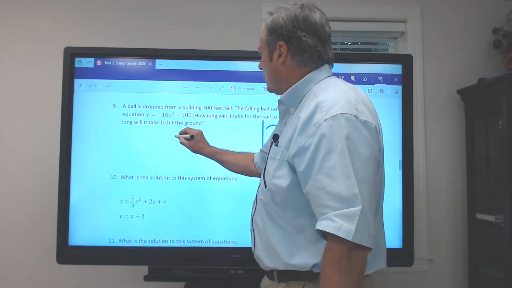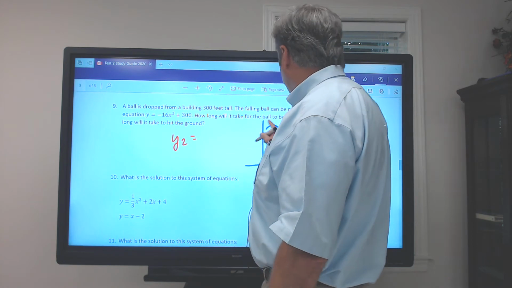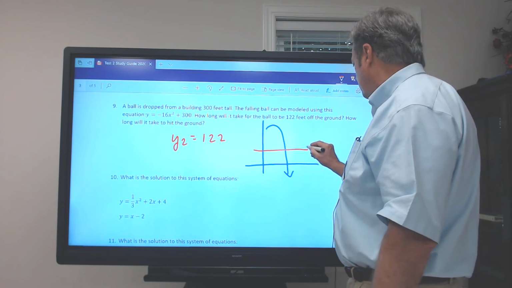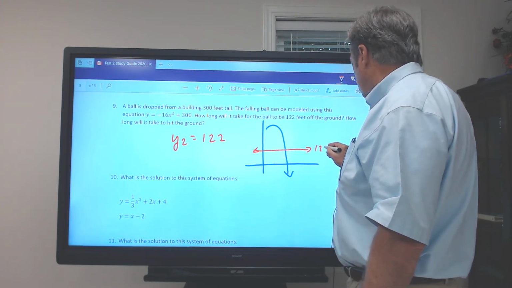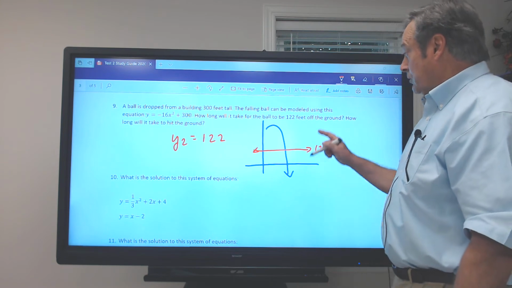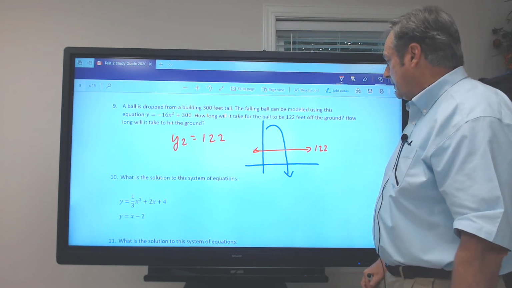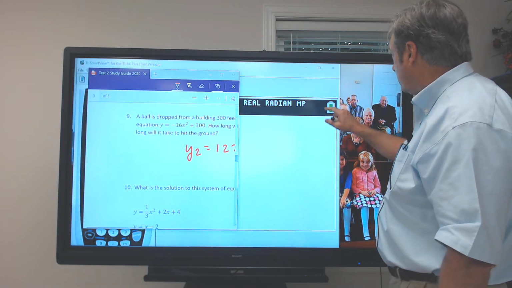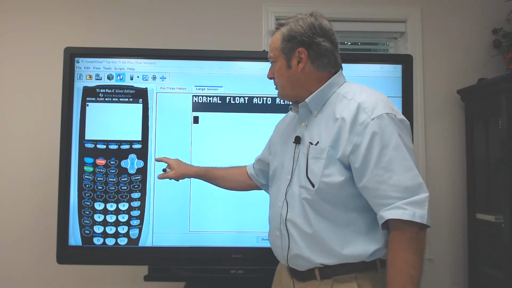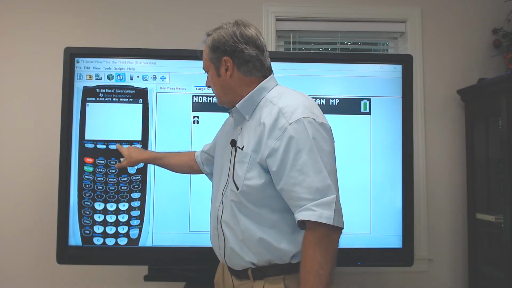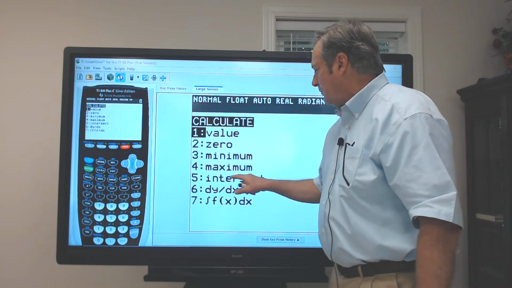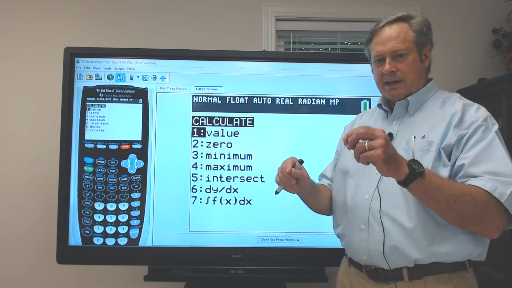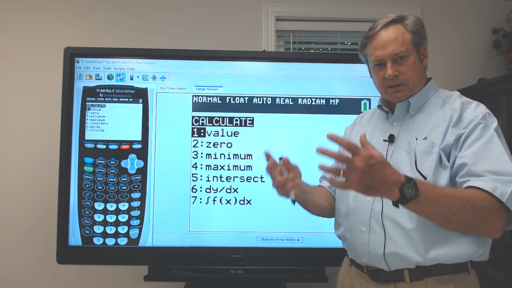Now, under y sub 2, you're first going to want to type in 122. And that'll be something that looks like that. And so you're going to use the intersection program on the calculator. Let me see if I can show you super quick where that is. Okay, the intersection program is, again, second calc, number 5 intersect. And you remember, it's going to ask for the 2 lines where they intersect, and you hit enter 3 times, and it gives it to you right there.